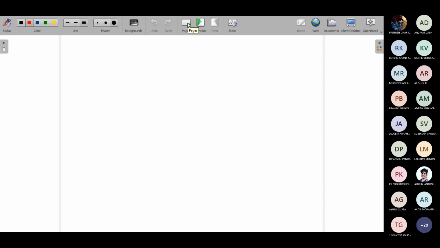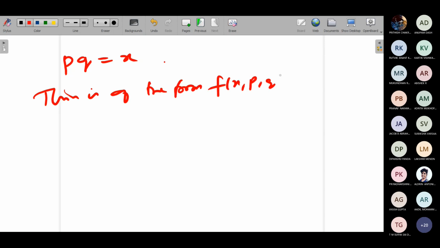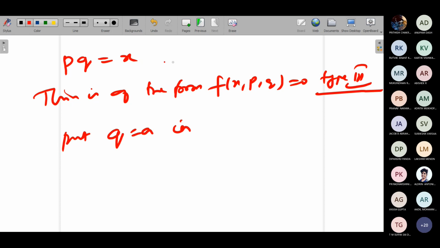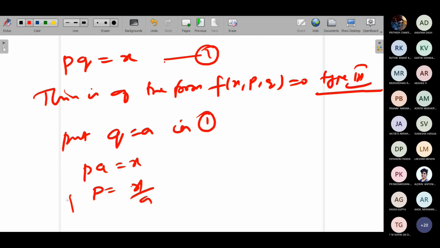Okay, take down one more problem. Find the complete integral for pq equals x. So this is of the form f of x comma p comma q equal to 0. Type 3. Put q equals a in 1. So you will get pa equals x. p will be equal to x by a.